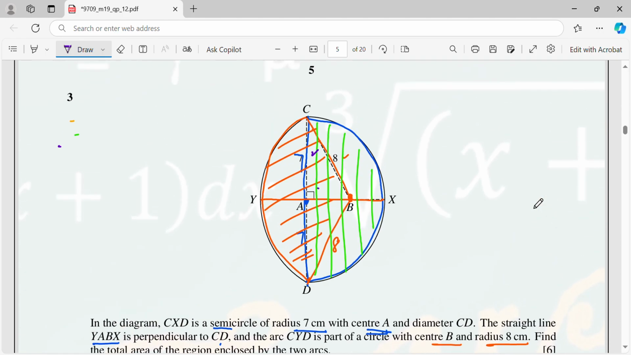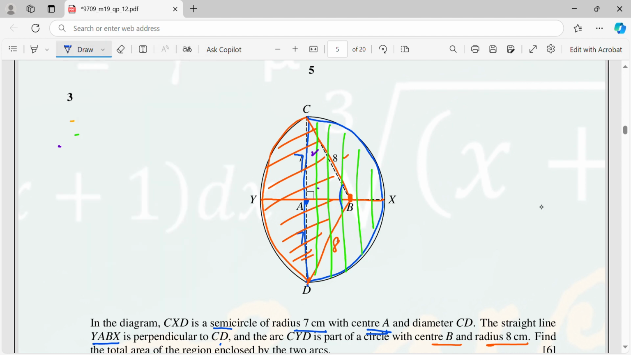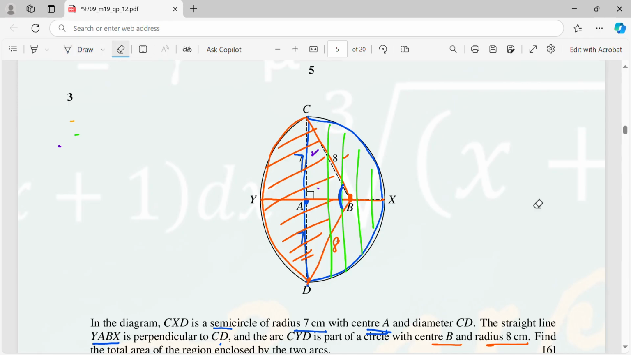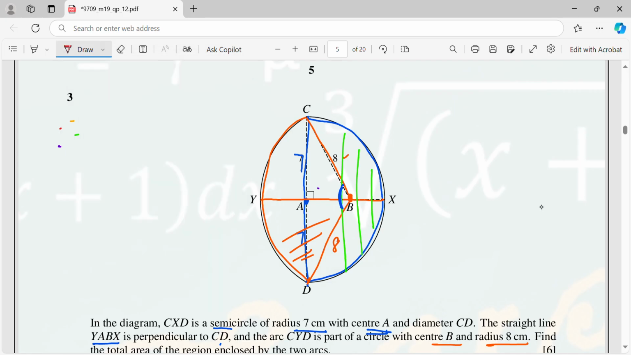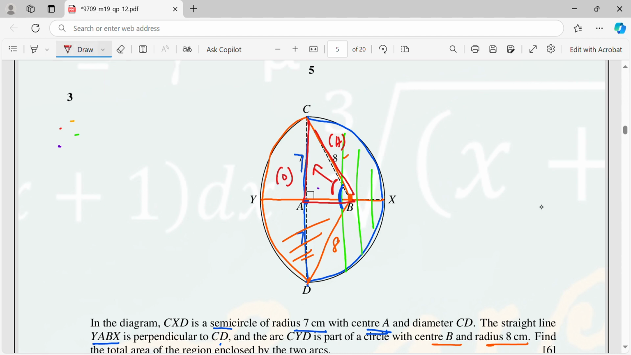So now, first of all, to get the area of the sector CBYD, I need to find out what my angle CBD is. Angle CBD is double of angle CBX. So I can find CBX because this is a right angle triangle. The opposite side is given, 7, and the 8 is the hypotenuse. Then here you will be able to find the angle CBA.